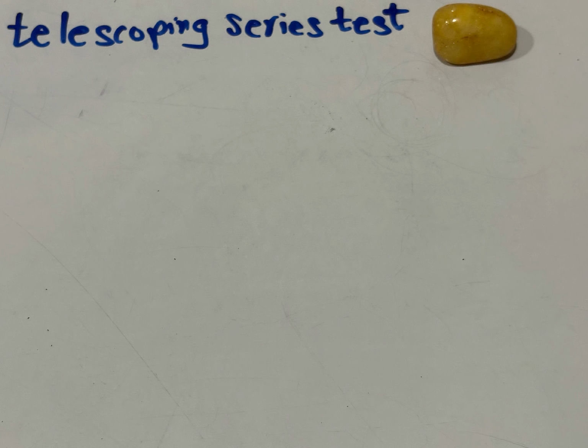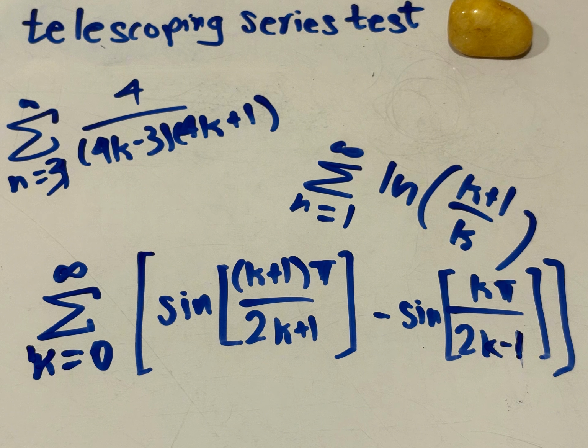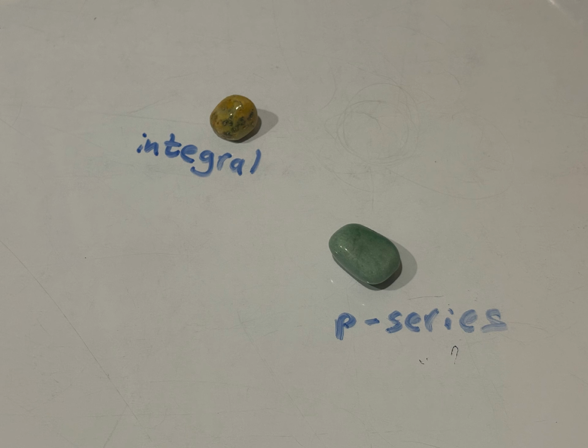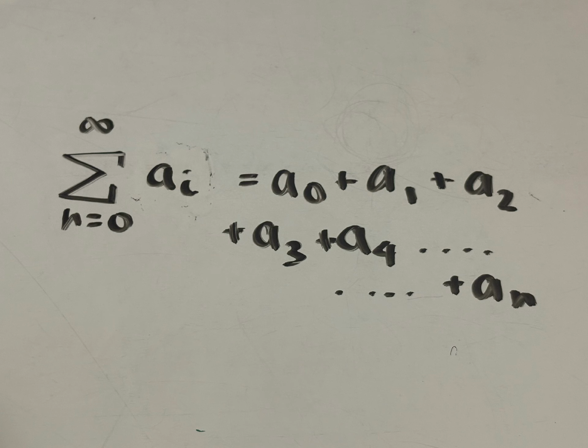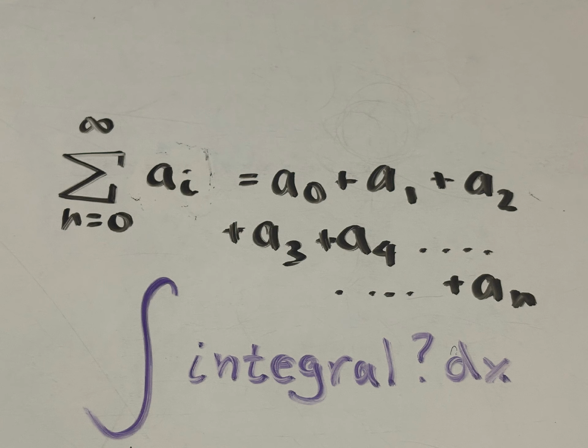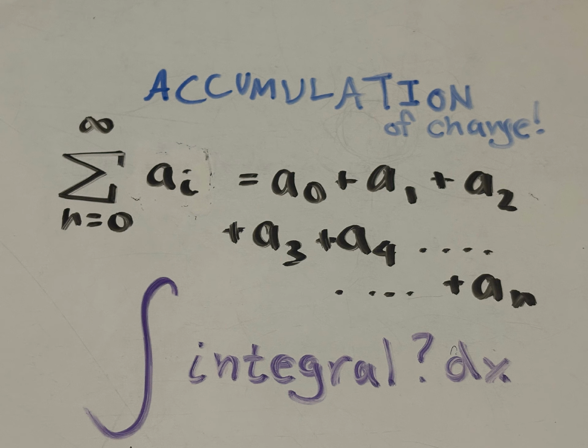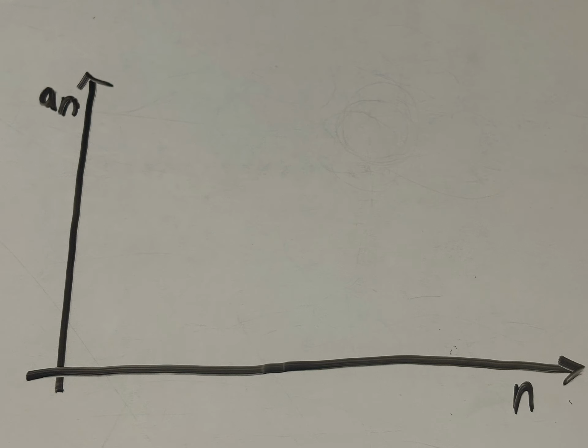Telescoping series are often difficult to find, but if you notice any partial fractions, logarithms, or plus ones, you should definitely take an extra look. Now, our next two tests can be grouped together, as we introduce a new way to visualize series. Series are the sums of an infinite number of terms, so could we possibly use an integral to determine convergence? It makes sense, as integrals are accumulations of change and series are the accumulation of terms, so we can visualize this better by graphing the value of a of n versus n.